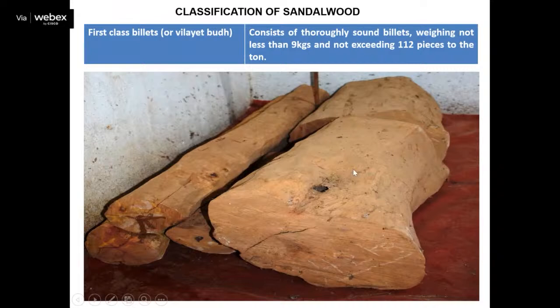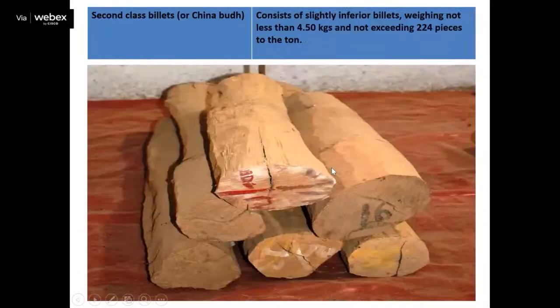And these are some classifications of sandalwood as per forest department rules. It is a very old classification. Now we are also following the same. It is the Vilayat Buddh class. These are the classifications of Karnataka Forest Department. This is the China Buddh class of wood. They are majorly used for carving purpose.